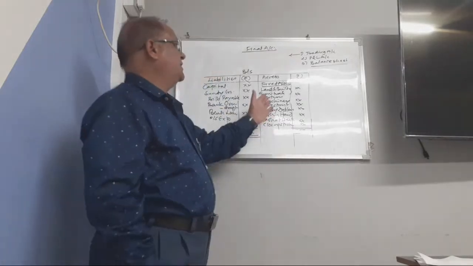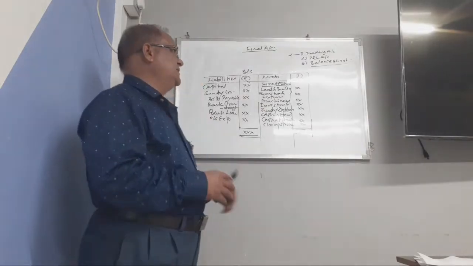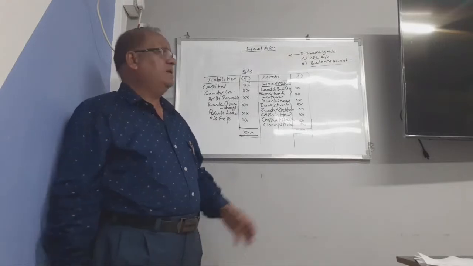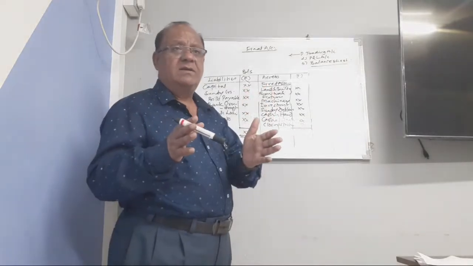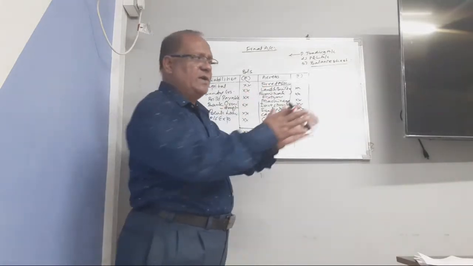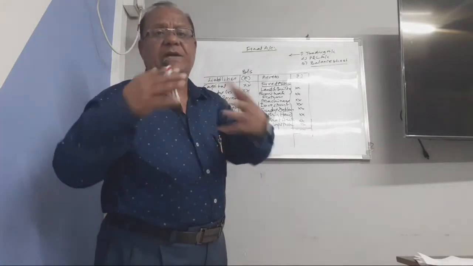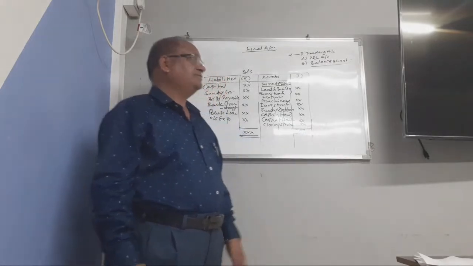Why do we have to prepare the balance sheet? What is the object of preparation of balance sheet? We prepare the balance sheet to ascertain the financial position of the concern, whether our business is going on a smooth way or not, whether it is going on a profitable way or not. So to find the financial position of the concern, we prepare the balance sheet.